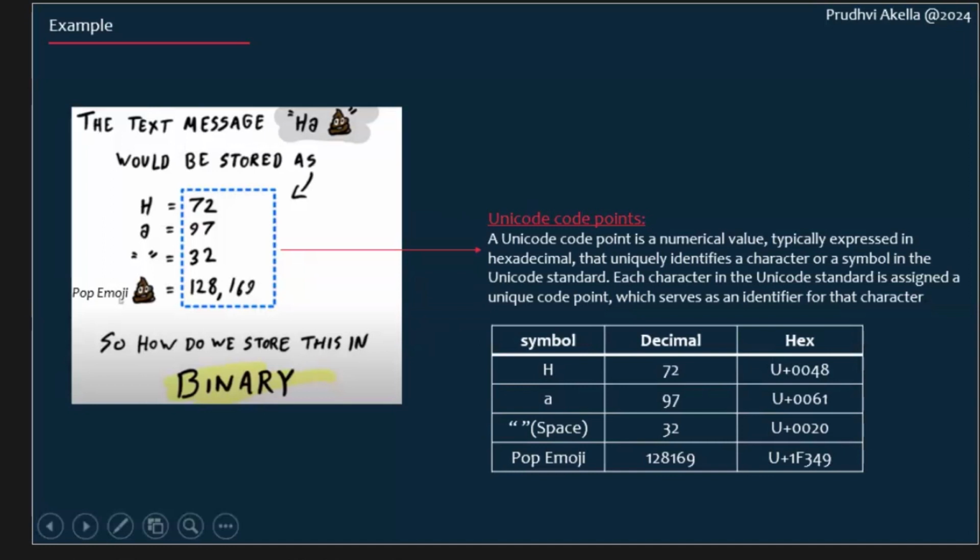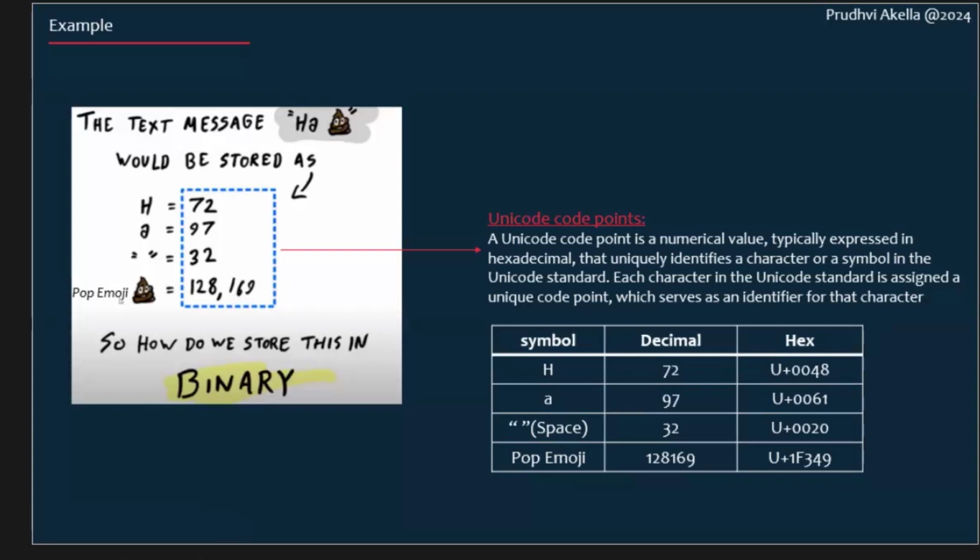That's an emoji, correct? So the poop is an emoji symbol, and I basically want to convert or represent this in binary in my computer's memory. So how can I do that? That's the question, correct? If you look at the equivalent decimal number for each of these characters from the Unicode table, you can see H is represented as 72, A is represented as 97, and space is also a symbol, correct?